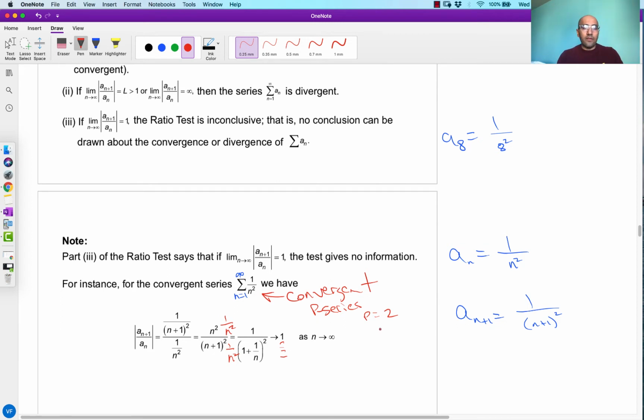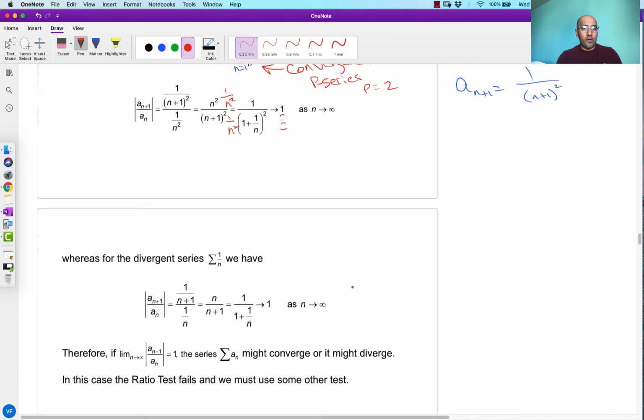On the other hand, if we look at the harmonic one, remember, the harmonic one is this one. The sum from n equals 1 of 1 over n is 1 plus 1/2 plus 1/3 plus 1/4 plus 1/5 plus and so on. So the nth term is going to be 1 over n, and the one right next to it would be 1 over n plus 1.